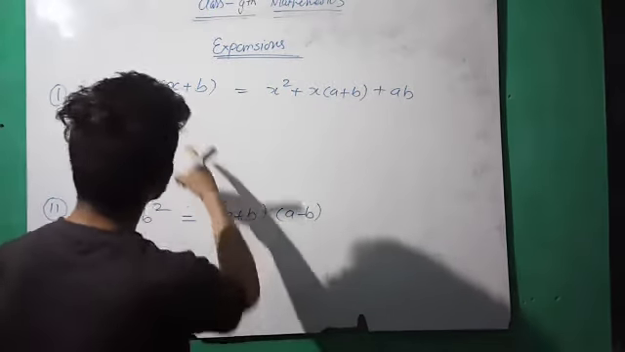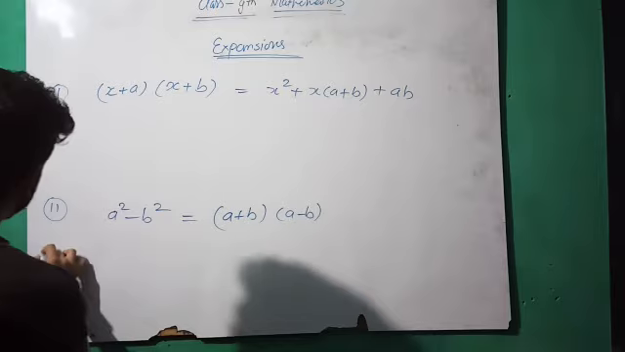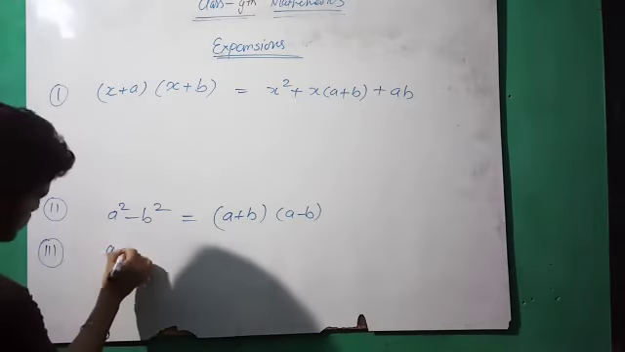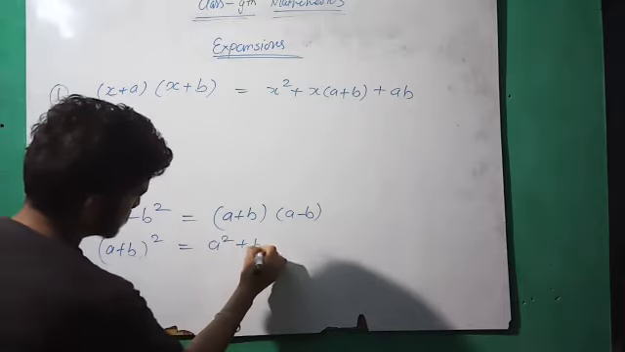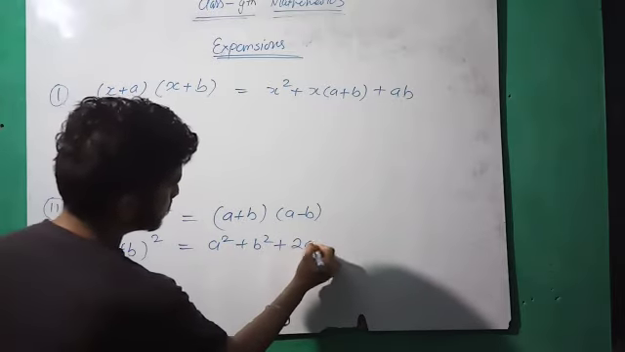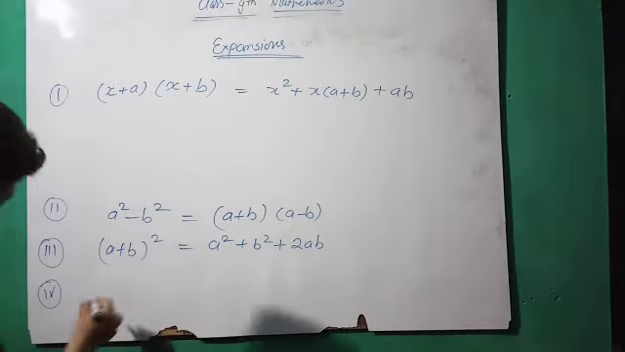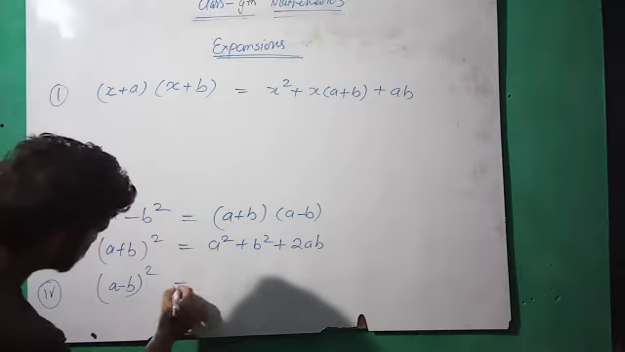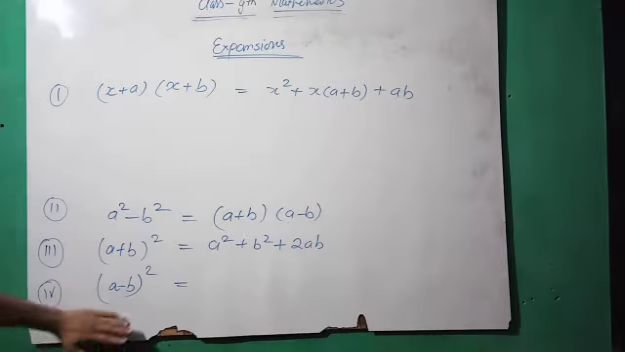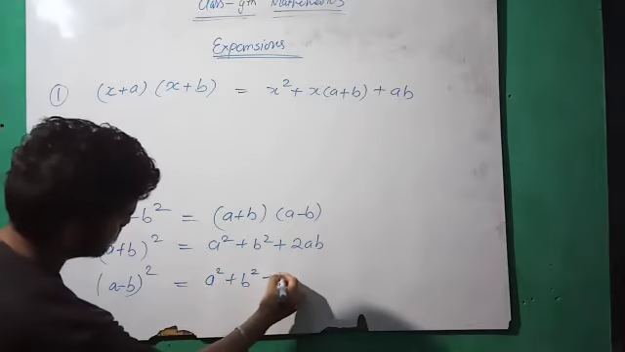You have to remember all the basic formulas which I will discuss. Okay, third one is a plus b whole square. A plus b whole square equals a square plus b square plus 2ab. I think you have to remember some of the formulas because you are very familiar with all these formulas. A minus b whole square is a square plus b square minus 2ab.